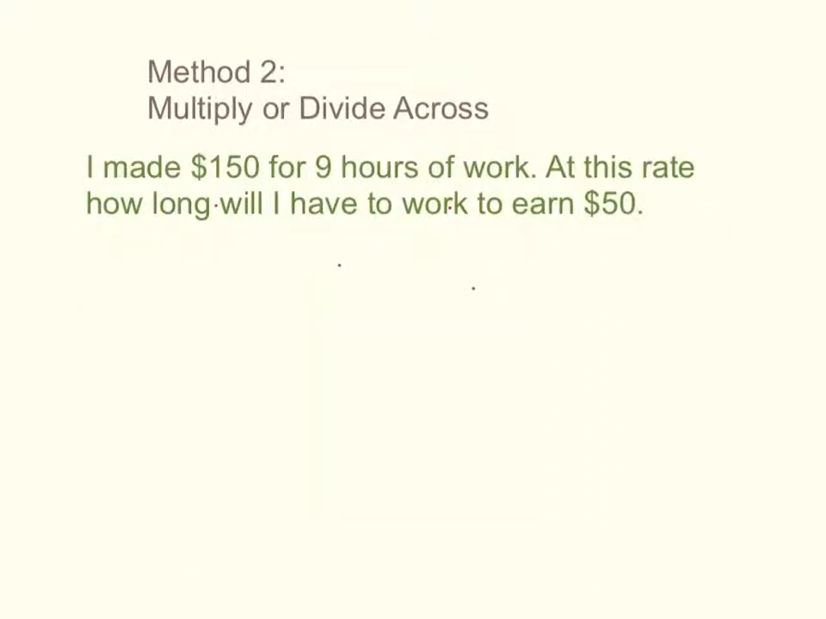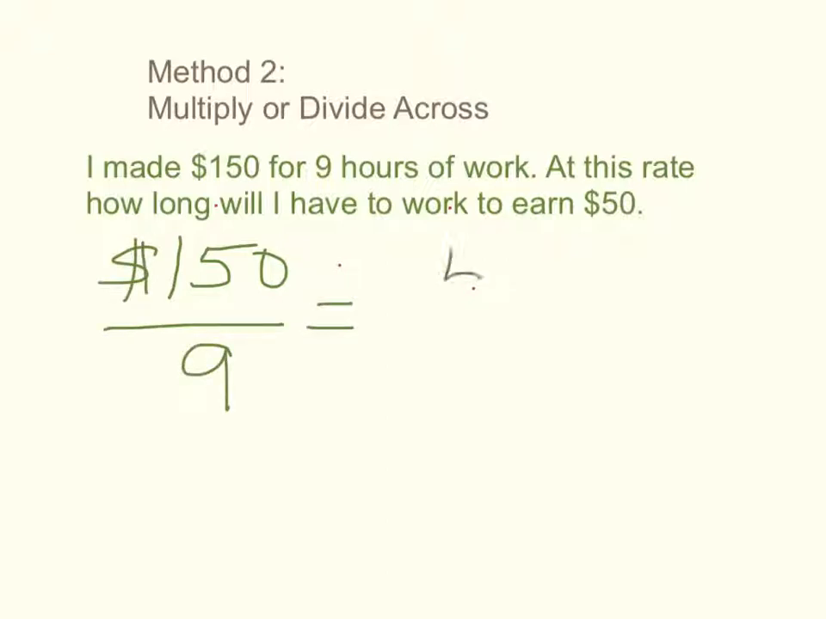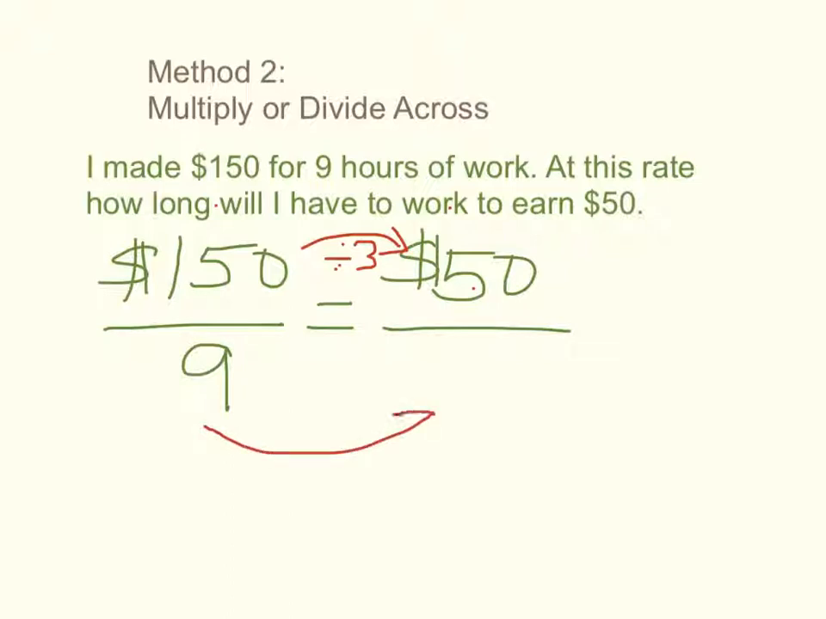The next part of method 2 is dividing across. I made $150 for 9 hours of work. At this rate, how long will I have to work to earn $50? We're going to set up the same equivalent ratio, $150 for 9 hours, and we want to know how much we would have to work to earn $50. I'm going to divide 150 divided by 50, and that's dividing by 3. 9 divided by 3 is 3.